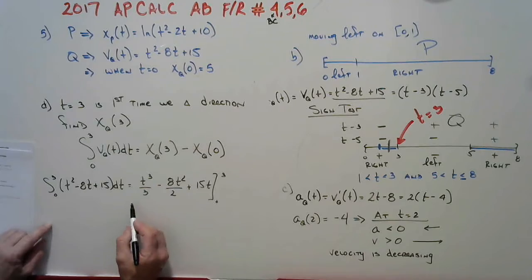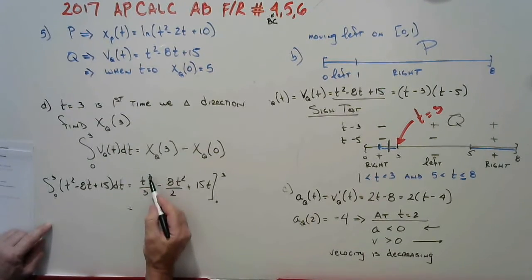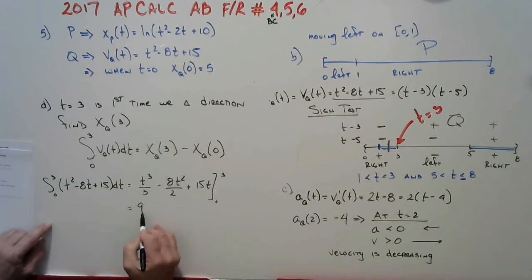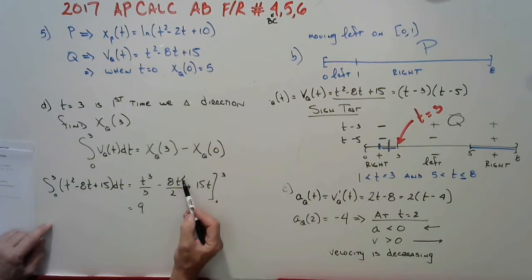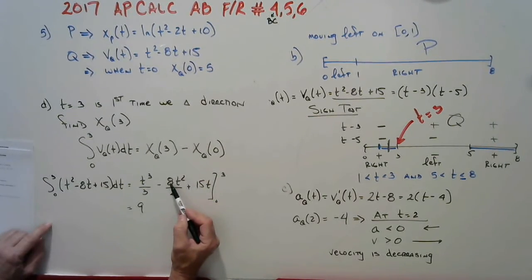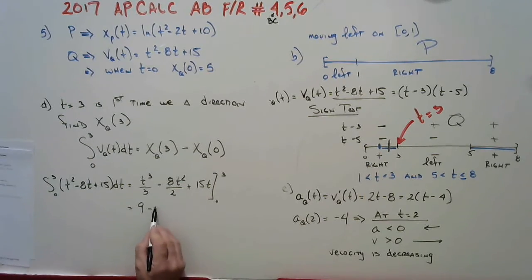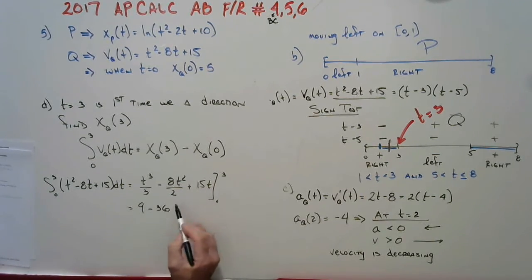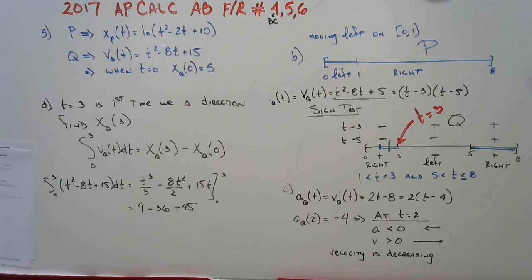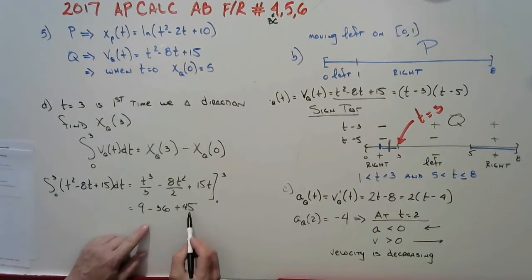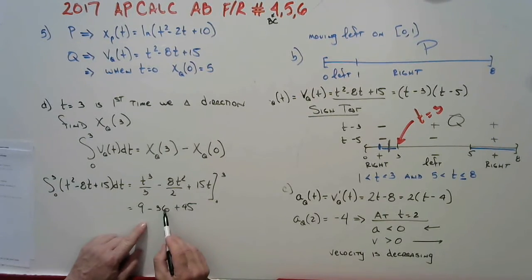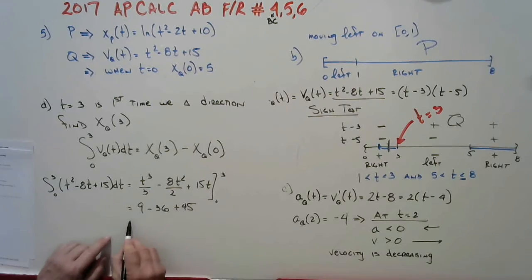And what does that turn out to be? Let's see. At 3, that turns out to be 27 over 3, that's 9. That's 9 times 8, 72, right? 72. Divided by 2, that's minus 36. And that's plus 45. So what do we get here? We get 45 minus 36, which is 9. Plus 9, we get 18.